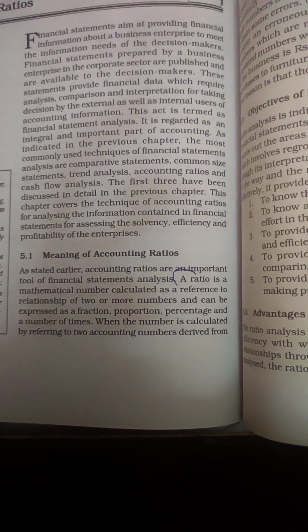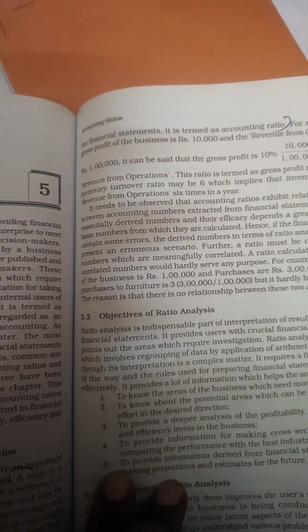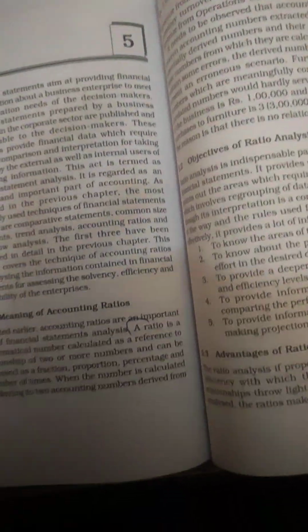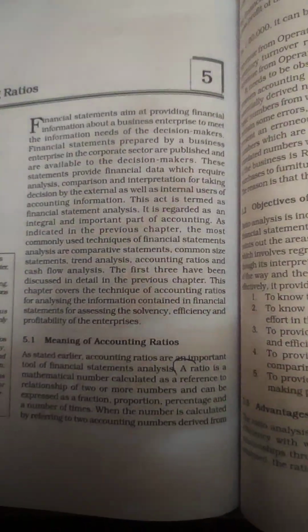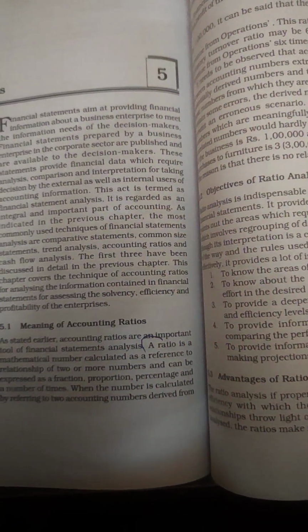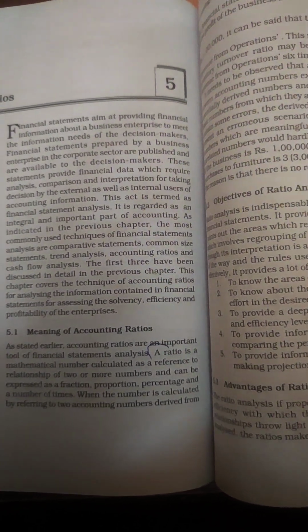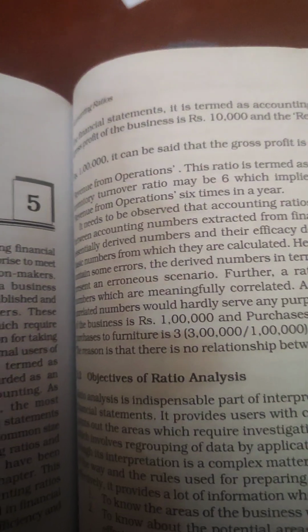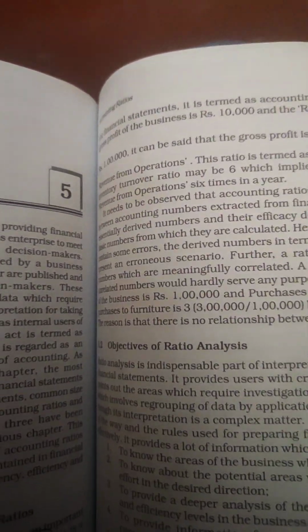When the number is calculated with reference to the accounting numbers derived from the financial statements, that is, if we are calculating the ratio from the accounts shown in the financial statements, either from the balance sheet, profit and loss account or any other financial statements, it is termed as accounting ratios. The textbook I am showing is the NCERT textbook.